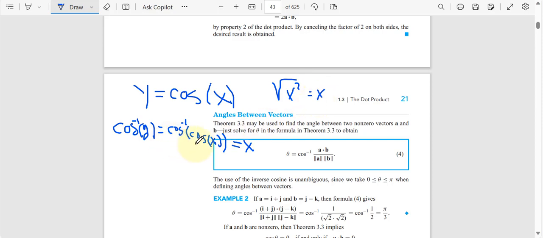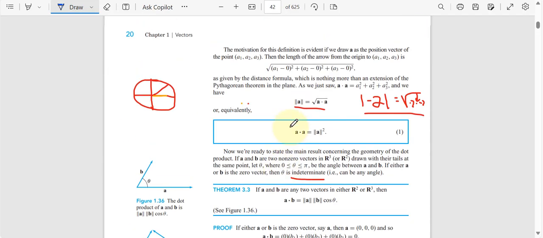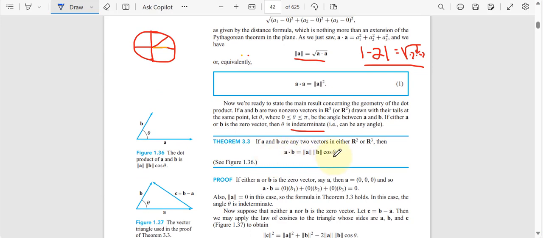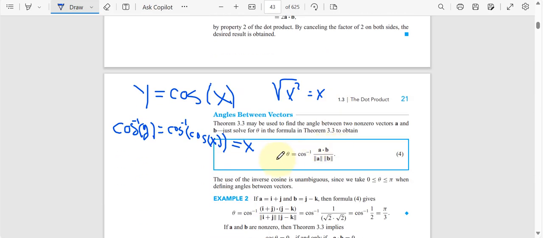All they did was start with this equation, and then they moved these two pieces down below, since we can divide by them. Then they had a dot b over this stuff is equal to cosine theta. Then they take the inverse cosine of this side, which equals the inverse cosine of cosine theta, which is just theta. So we get that theta equals that.